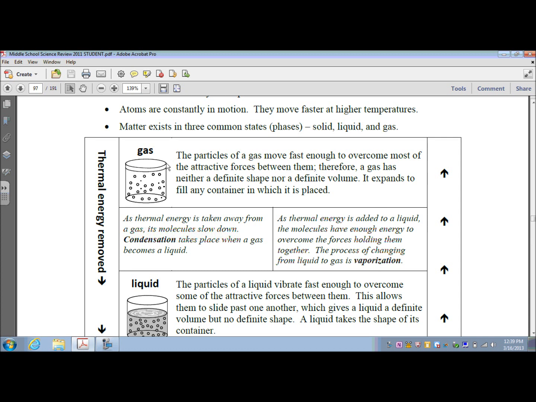So as you can see, from condensation, we're going from gas to liquid. For vaporization, we're going from liquid to gas. And the arrows on the side match the movement.